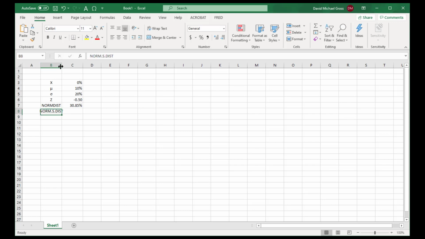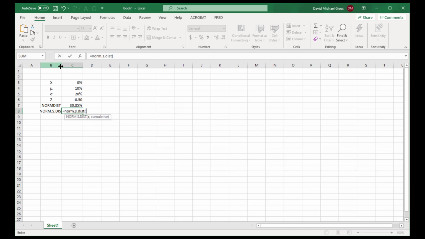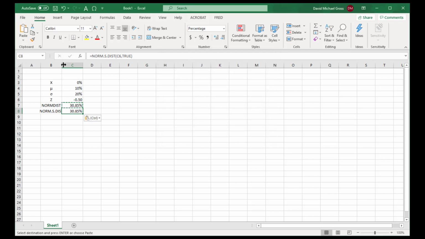Just to do this one more time, I can do NORM.S.DIST. Now I only have 2 inputs. I have my Z value, and again, true for cumulative. Close that, and I get the same value. Control C, Control Alt V for paste special, T for formats, and I get that same format in there.